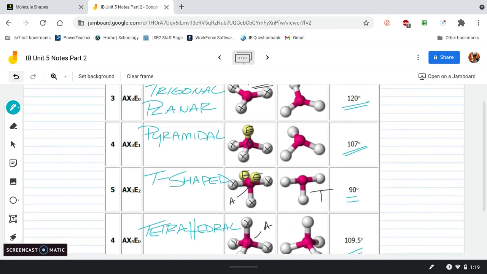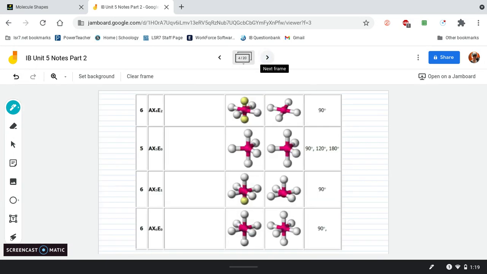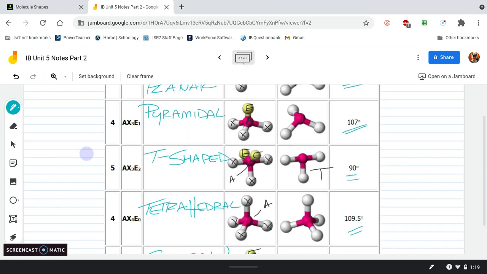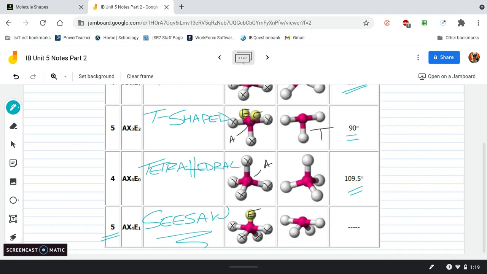So here we go. As you can see, the seesaw with 5 electron domains. So let's remember, electron domain is basically the x's and the e's added up. Okay, so with 5 electron domains, that's an expanded octet. It means it has more than 8 attached to that central atom.